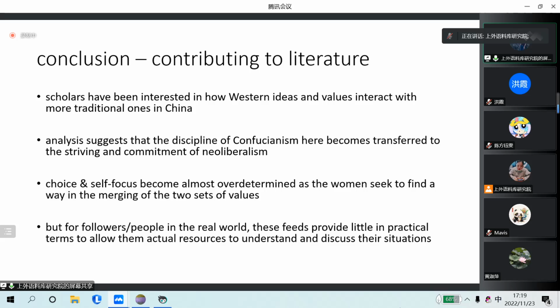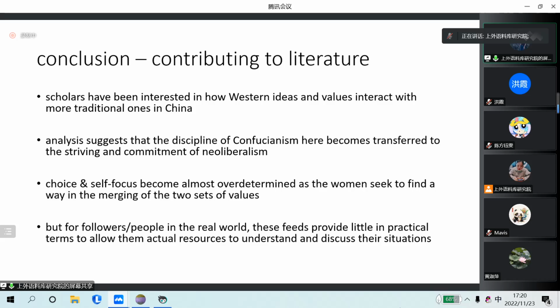Okay, right, great. So choice and self-focus then become almost over-determined as the women seek to find a way in the merging of two sets of values. So we see this struggle actually taking place where there are competing discourses. On the one hand, they say, oh yeah, my family is expecting certain things of me, but I want to do this, for example. Oh, the children are going to school and people are talking, but I want to do this. Oh, the beauty ideal in society is Bai Shou Mei. Yeah, that one.